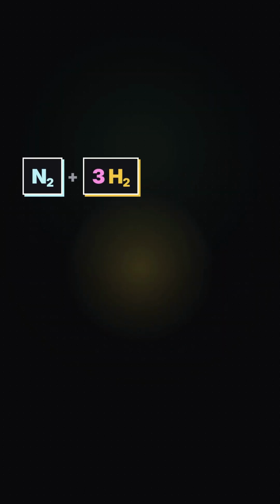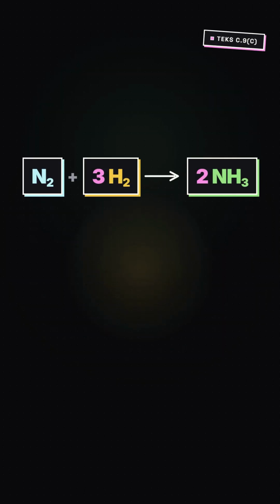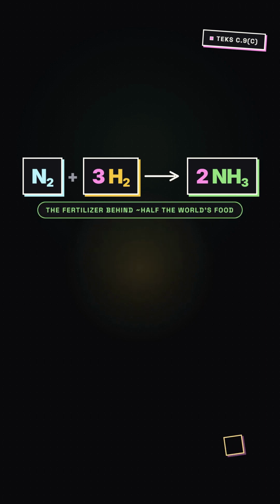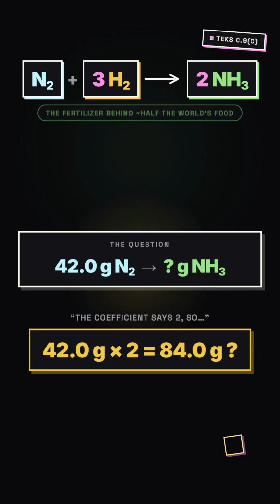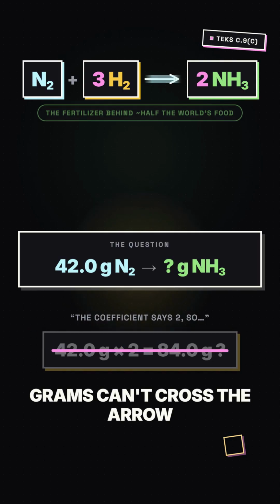Nitrogen plus hydrogen makes ammonia, the reaction behind the fertilizer that grows about half the world's food. Here's the question. You start with 42.0 grams of nitrogen. How many grams of ammonia can you make? The coefficient says 2, so double it? 84 grams? No, grams can't cross that arrow.